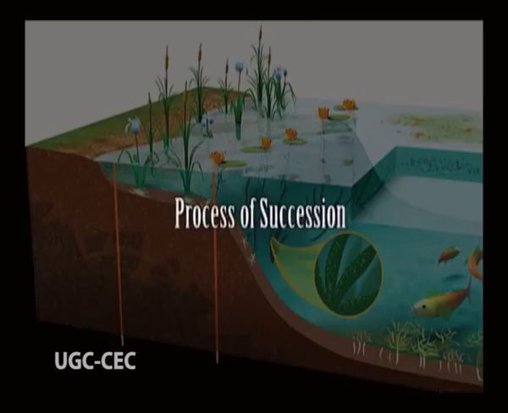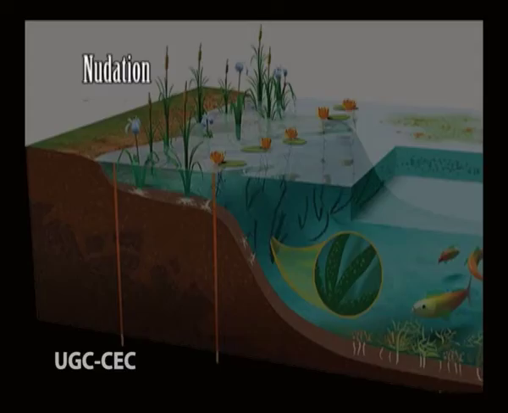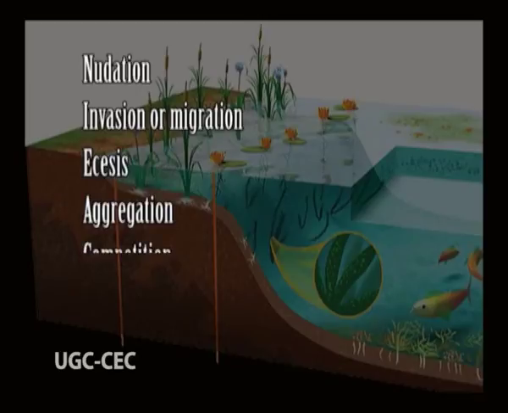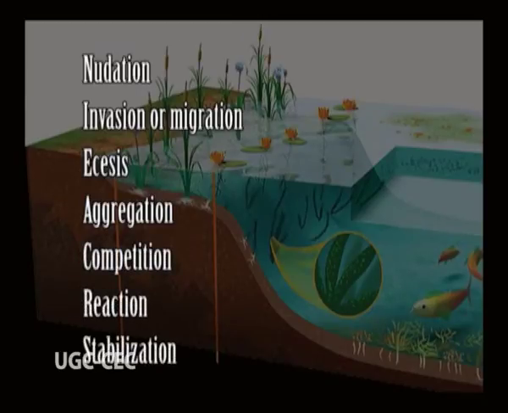Now dear students, let us discuss something about the process of succession. The process of succession involves 7 stages for its completion. It's nudation, followed by invasion or migration, followed by ecesis, followed by aggregation, then competition, reaction and finally stabilization.